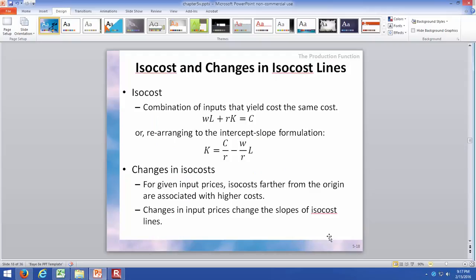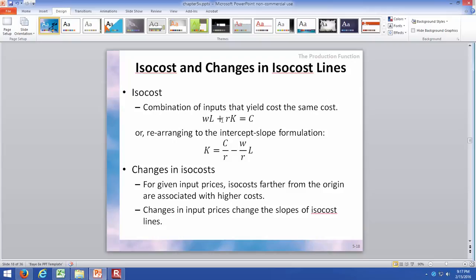Now what is an isocost? An isocost is a combination of inputs that yield the same cost. So let's look at this example here. We are assuming that WL, so the wage times the labor, plus RK, the rental rate times the capital, is equal to C.